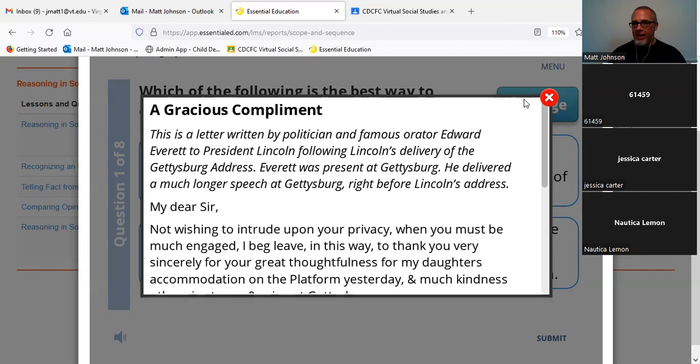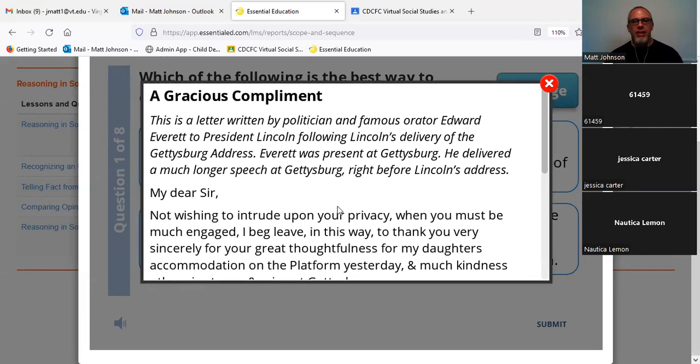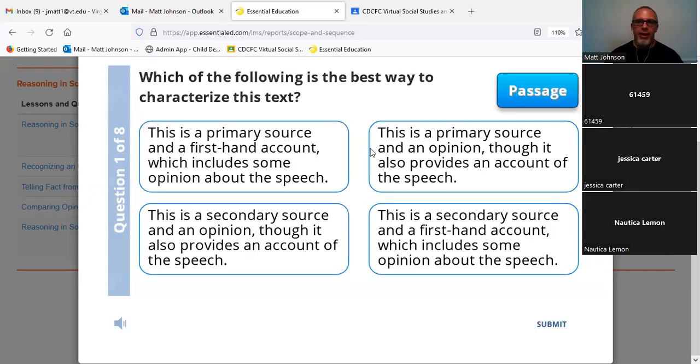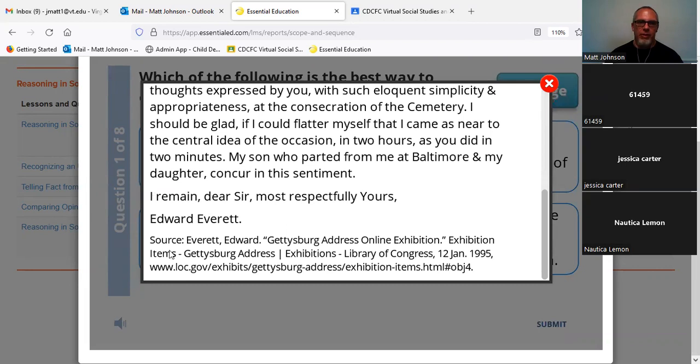Everett was present at Gettysburg. He delivered a much longer speech at Gettysburg right before Lincoln's address. Okay. And basically it was complimenting Lincoln. We'll skip over the whole idea there, but basically a thank you and expressing how pleased he was with the ceremony that day.